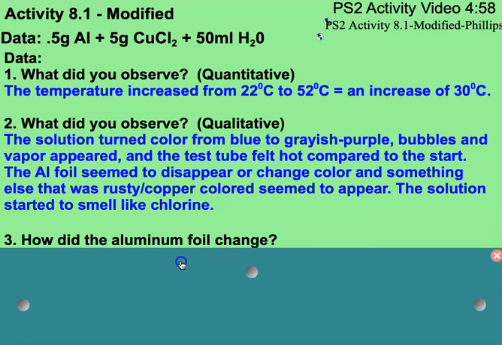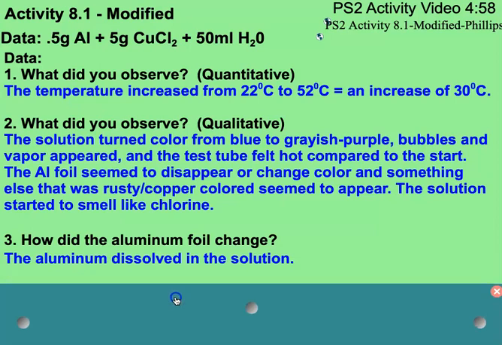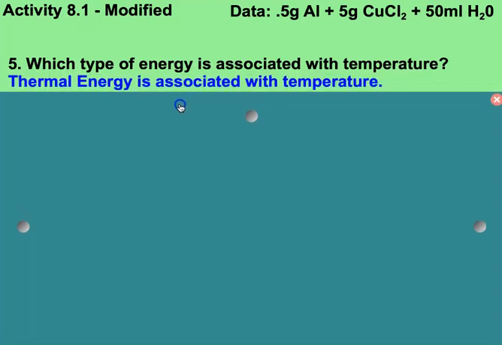So how did the aluminum foil change? Well, when you added it to the solution, it dissolved. It literally dissolved to the point where you could no longer see it. Which type of energy is associated with temperature? Well, I'm hoping, based on all that we have done so far in our book, you'd realize that temperature is associated with thermal energy, or TE.